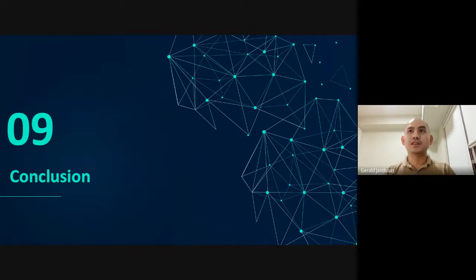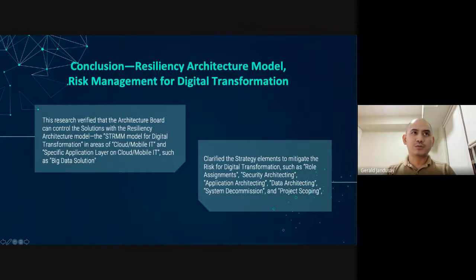Okay, so we now move on to the conclusion of this case study. Basically, this research verified that the architecture board can control the solutions with the resilience architecture model, the STRMM model, for digital transformation in areas of cloud, mobile IT, and specific application layer on cloud or mobile IT, such as the big data solution. They have concluded as well that it clarified the strategy elements to mitigate the risk for digital transformation, such as the role assignments, security architecting, application architecting, data architecting, system decommission, and project scoping. So that's all of my presentation.